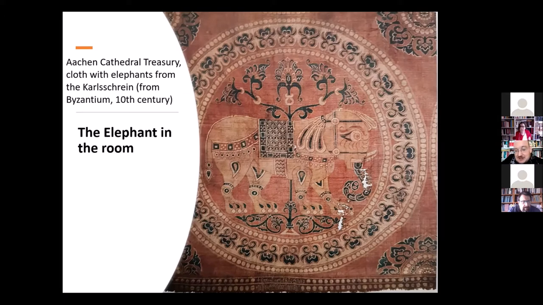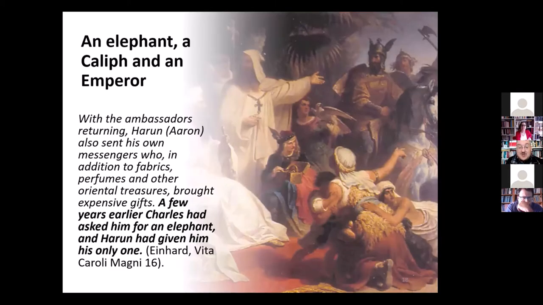But let's return to the elephant in the room, to this visualization, where the elephant was connected to Charlemagne's treasury. Of course, this was not by accident, because as we know, Charlemagne actually received an elephant as a gift from Caliph Harun al-Rashid. In the Vita of Charlemagne by Einhard, we learn that a few years earlier, Charles had asked him for an elephant and Harun had given him his only one. We will later see if this information is really accurate.